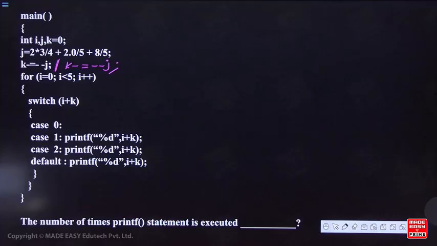Somebody is giving the right answer, somebody is giving the wrong answer. It doesn't matter what is printed. Madhav Mishra, the question is not asking what output is printed. It was the number of times the printf statement is executed. That is what the question is asking.